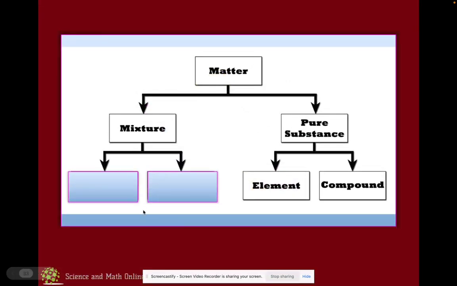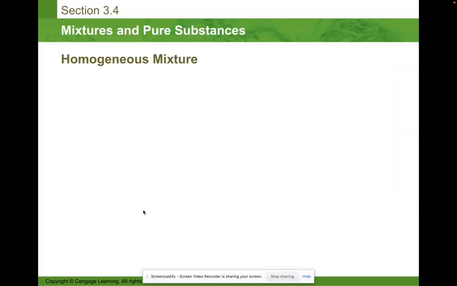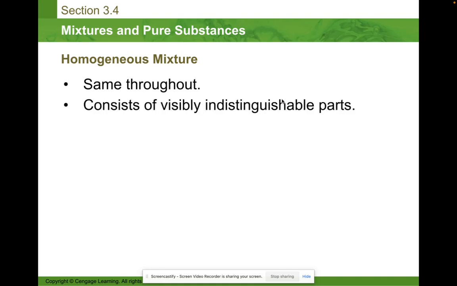There are 2 types of mixtures, and so the first type is homogeneous. The prefix homo means the same, and so this means it's the same throughout. It consists of visibly indistinguishable parts. You cannot see the different pieces. When you look at wood, you cannot see the different, not wood, sorry, gold. You cannot see the different pieces that make up that jewelry, because gold jewelry is made up of different things for strength, but you can't see the other metals that are involved in making gold jewelry.